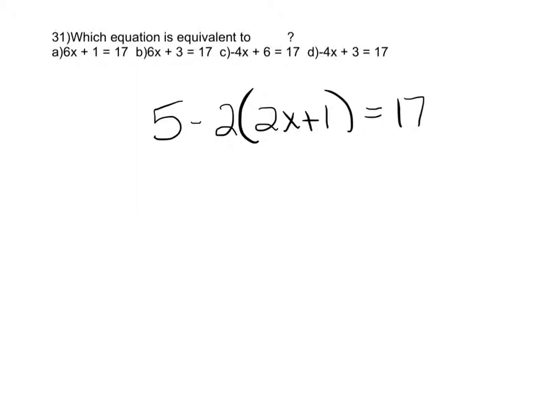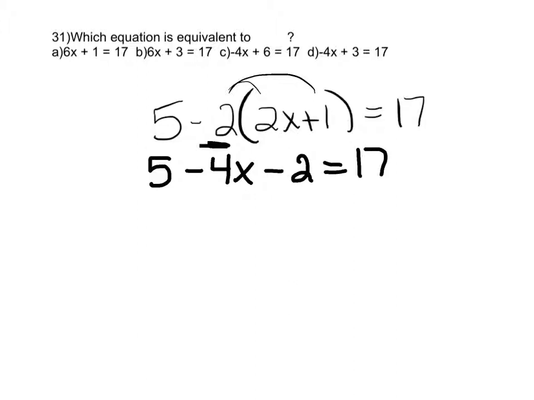Okay, for number 31, it says which equation is equivalent to 5 minus 2 times (2x plus 1) equals 17. What you need to do here is first simplify this using the distributive property. So here, let's rewrite our 5, and then we have the negative 2 times the 2x, which gives us negative 4x. Negative 2 times 1 is negative 2, equals 17.